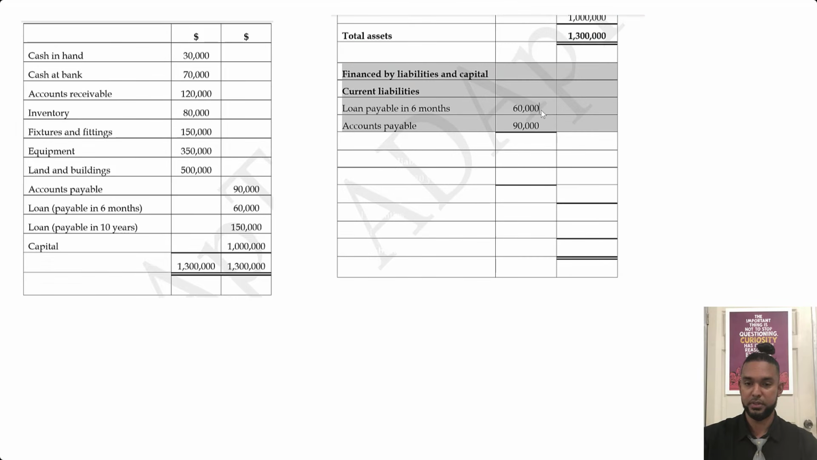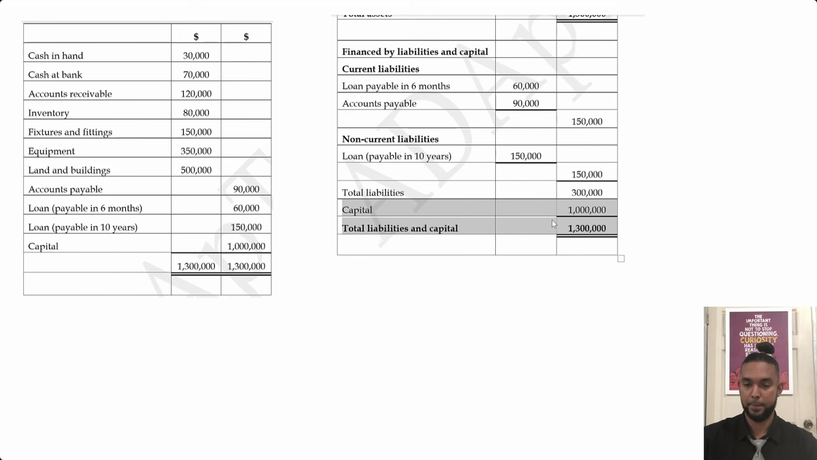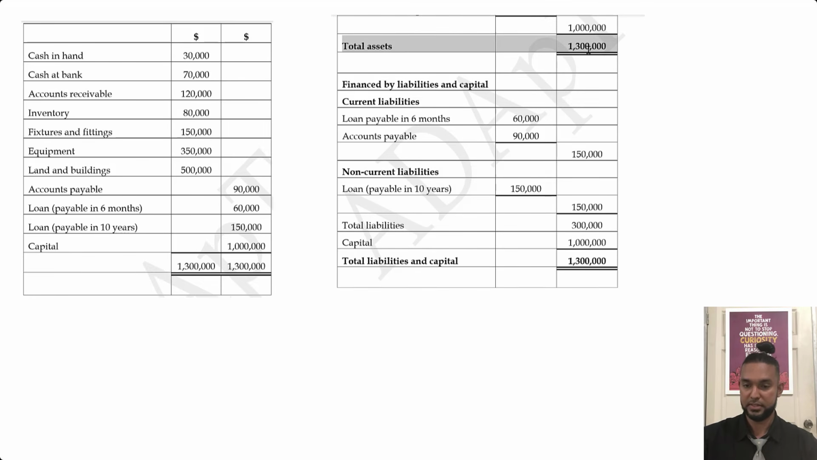In order of liquidity, we're going to start with the current liabilities first. I forgot my subtotal, one second. Now we're going to put in our non-current liabilities. Let's put the subtotal once again, and we can get a subtotal for total liabilities. The last thing to put in is your capital. So that goes here. Let me scroll up a little bit. The total assets matches the total of liabilities plus capital.